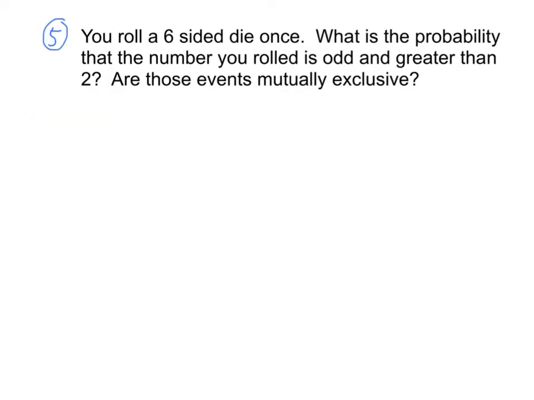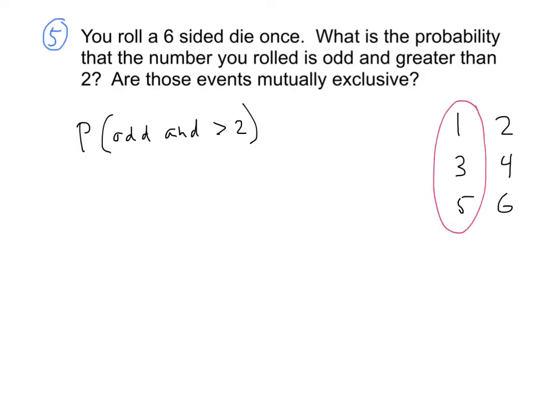So let's talk about how this relates to probability. You roll a 6-sided die once. What's the probability that the number you rolled is odd and greater than 2? Are those events mutually exclusive? Let's think about what happens on a 6-sided die. We could either get a 1, a 2, a 3, a 4, 5, or a 6. So here are all the odds, 1, 3, 5. And the ones that are greater than 2, well, those would be these.